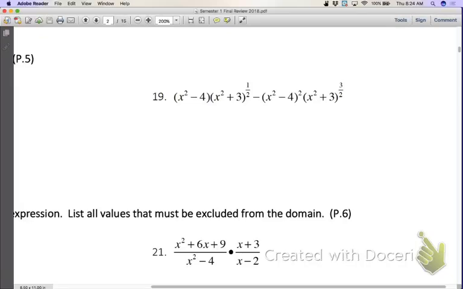So same setup. I have x squared minus 4, and then I have x squared plus 3 to the 1/2 power, minus x squared minus 4 squared, and then x squared plus 3 to the 3/2 power. So what do I have in each here and here? What can I take out of each part?